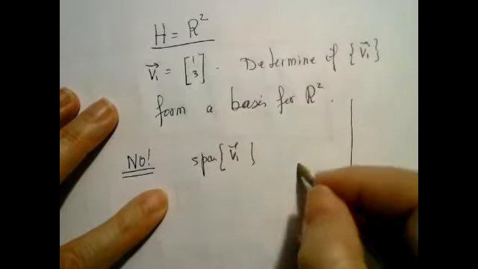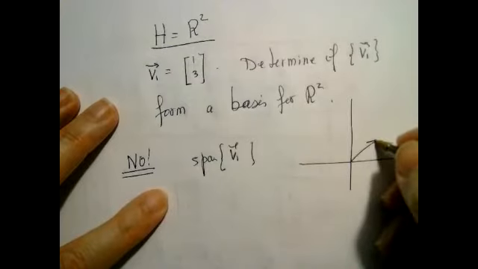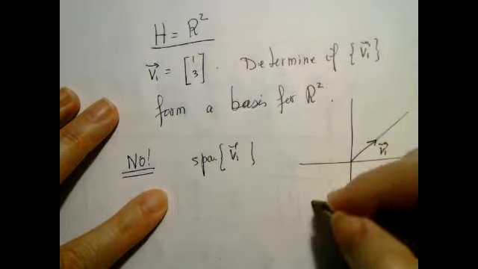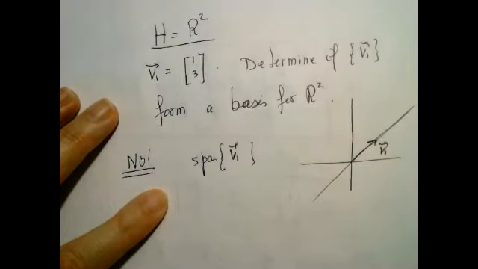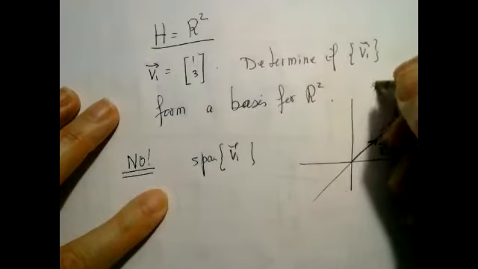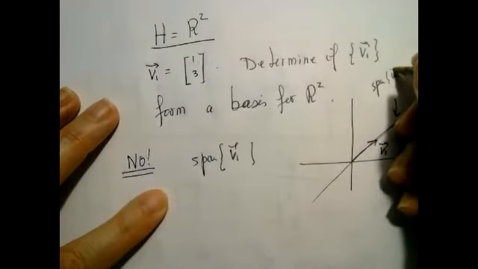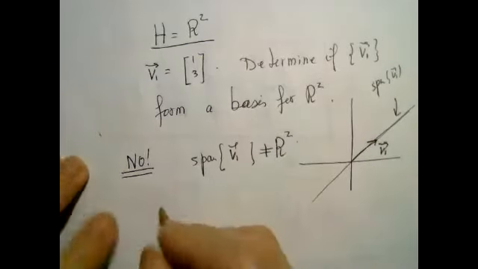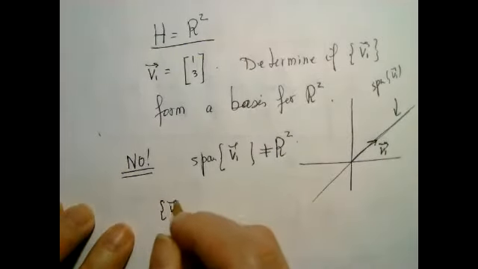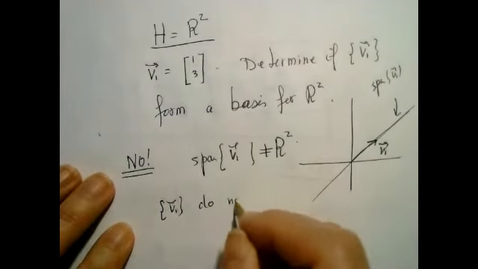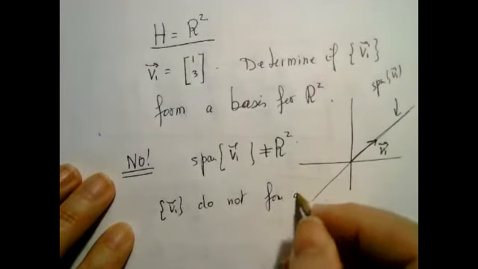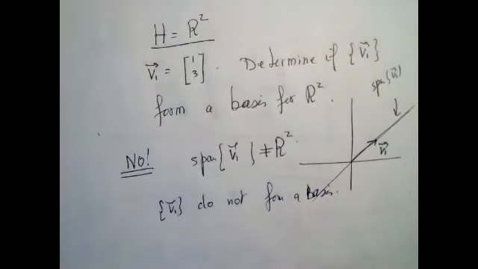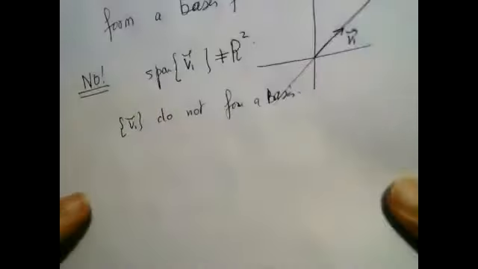So if I am in R2 and I take only one vector and I take every possible linear combination of it, I just get this line. So that's the span of one vector. So this is not R2. Absolutely. So one vector does not form a basis. So I need 2. I need 2 linearly independent vectors.